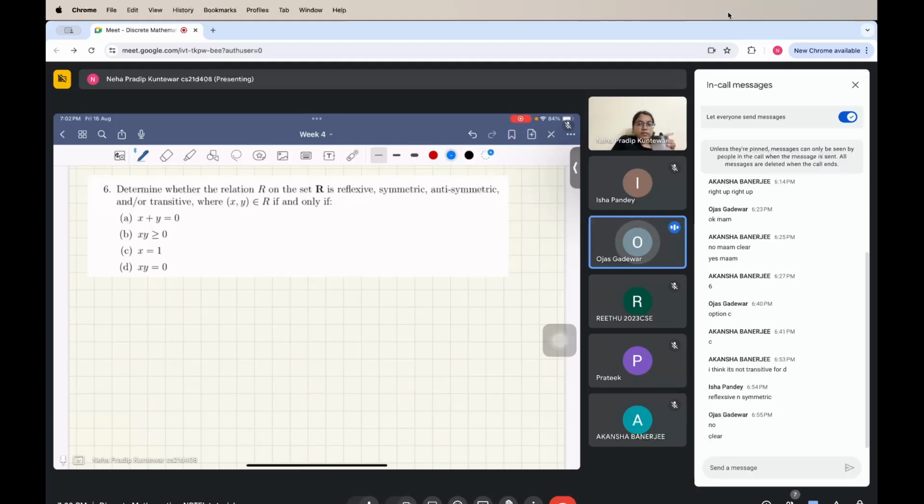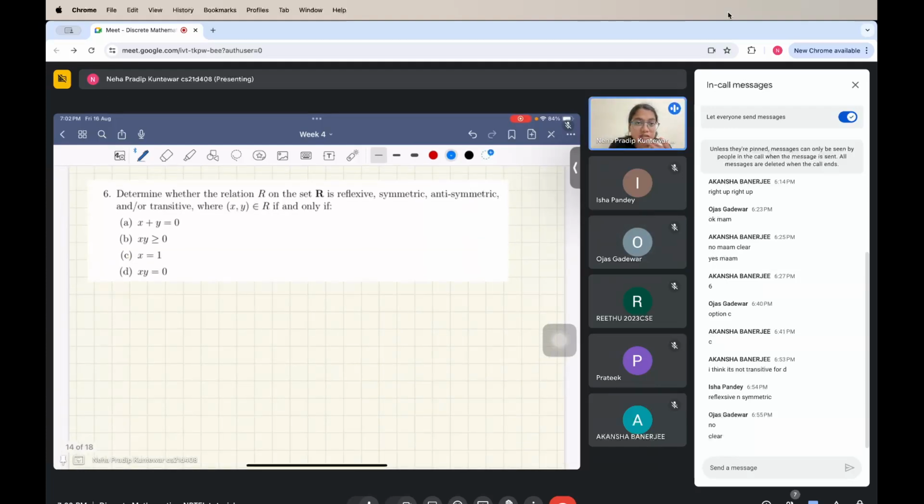Then the answer for part A would be option A: it is not reflexive, it is symmetric and it is not antisymmetric. What about transitivity? No, it is not transitive. Okay, good. So let's solve this. Others, if you are trying out, please let me know in the chat, or you can unmute and tell me. So meanwhile, we will try to solve this.